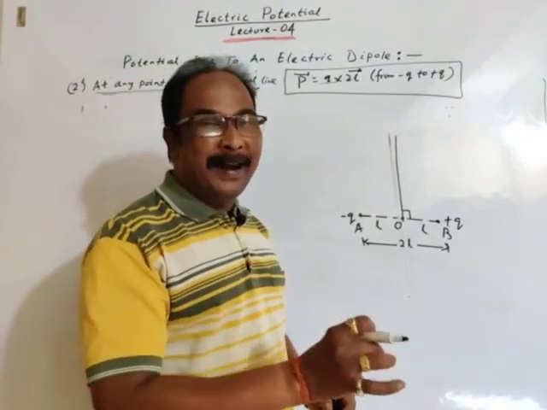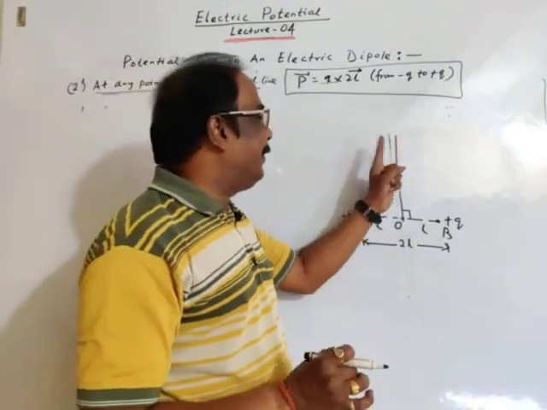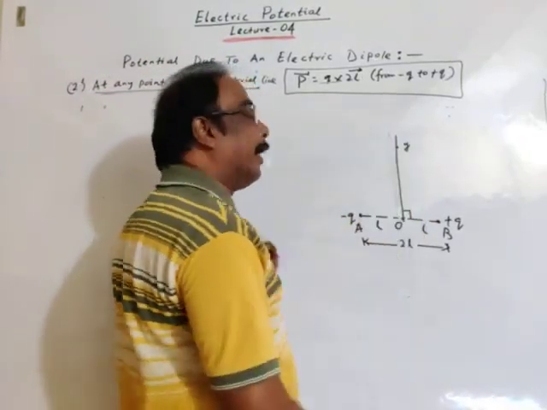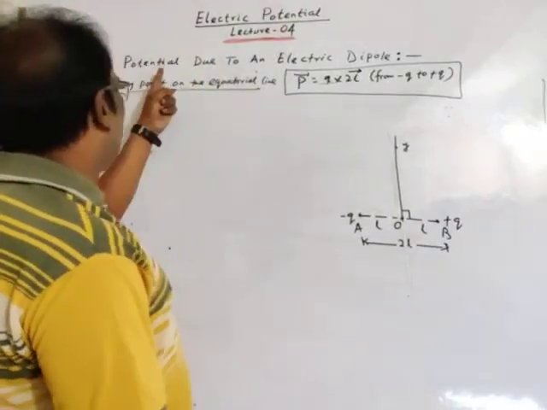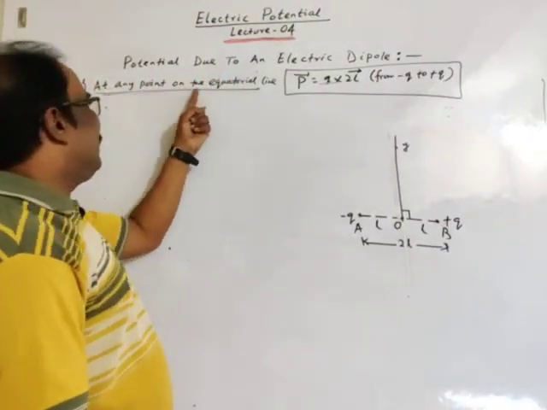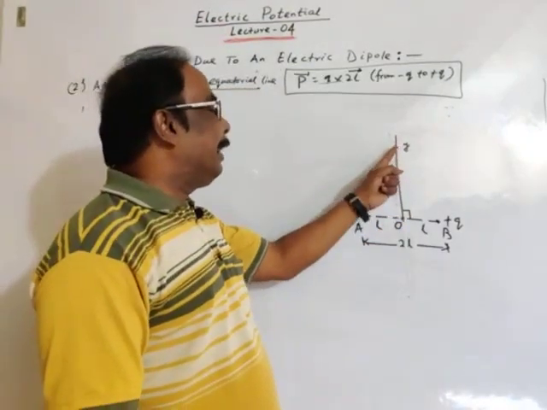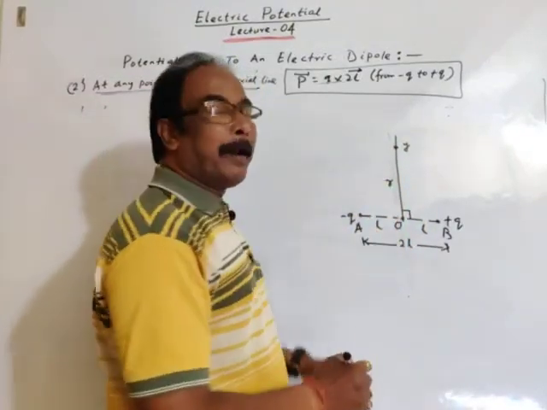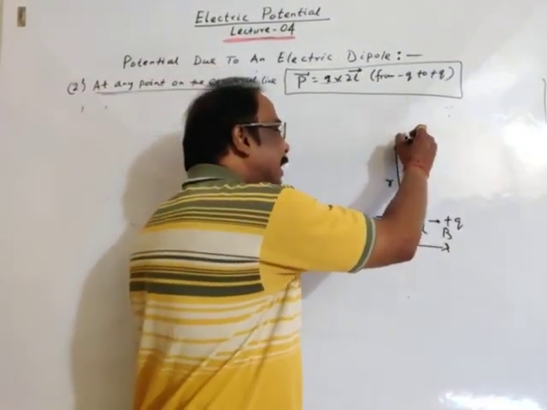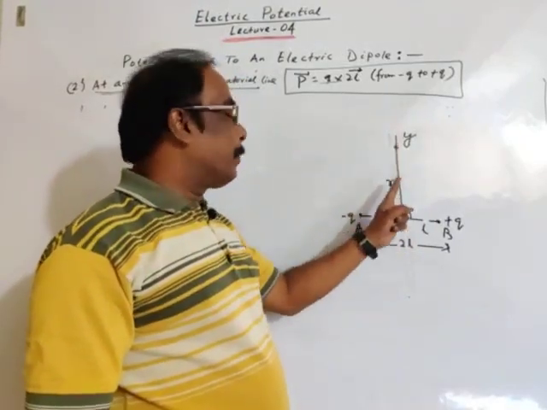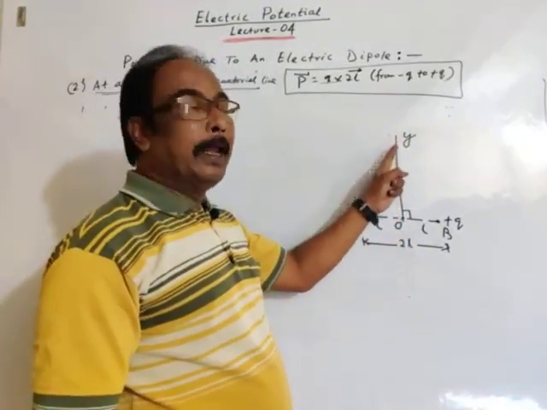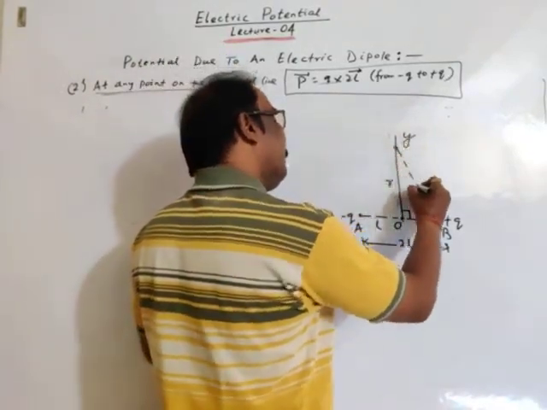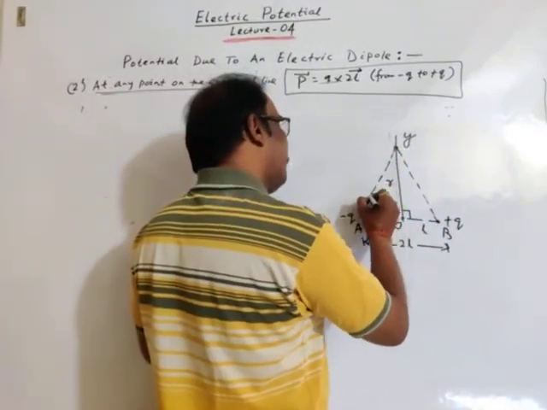Any point on the equatorial line, let this point be Y. We have to find the potential due to an electric dipole at any point on the equatorial line. This is the equatorial line, let any point be Y, and the distance of Y from the center of the dipole is r. All the measurements are done from the center of the dipole. From the center of the dipole to this position Y, the distance is r. Now let's join B to Y and A to Y.